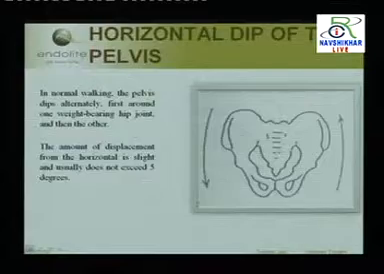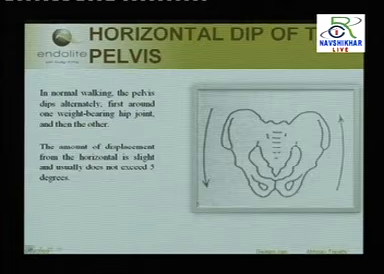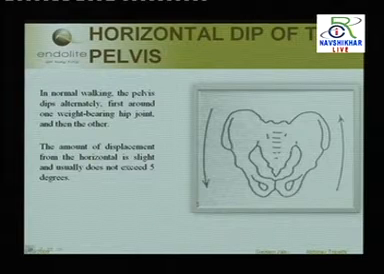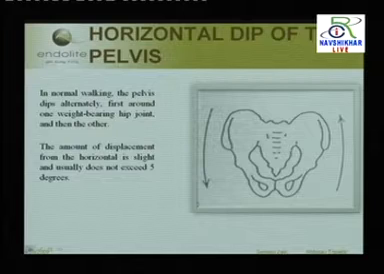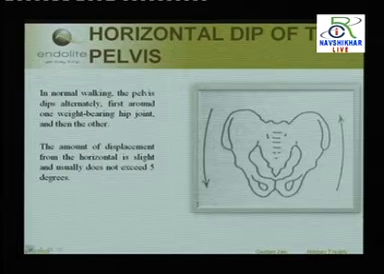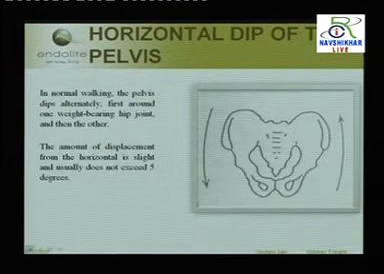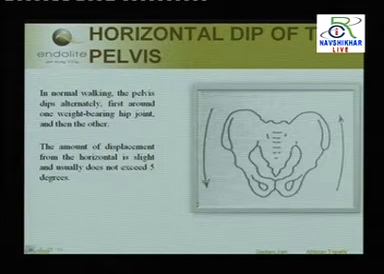Then we have another characteristic, the horizontal tilt of the pelvis. We have talked about the vertical dip, we have talked about the lateral dip, and then we have the horizontal tilt of the pelvis. What happens is, when a person takes weight on a limb, the pelvis drops on that side, and the other side of the pelvis goes up a little bit to clear the ground. Every time at heel strike, the pelvis of the weight bearing side drops down, and the contralateral side goes up, and the same thing reciprocates on both sides.